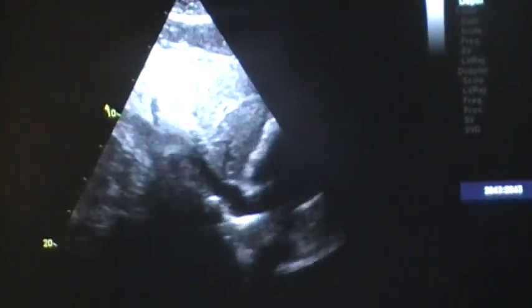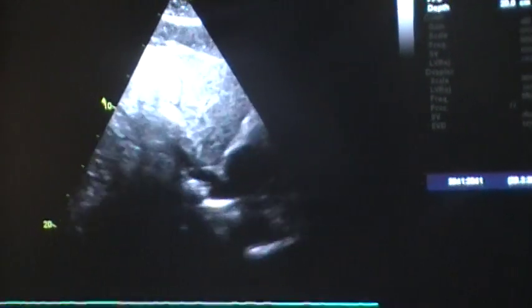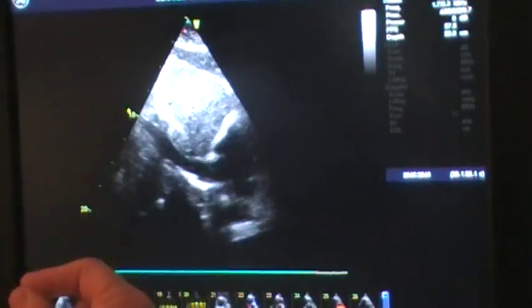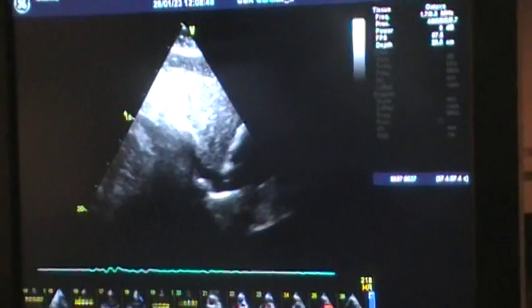If you're not sure, have your patient sniff quickly through their nose. Go ahead and sniff. And that will collapse the IVC. Go ahead and breathe normal. It should collapse at least 50%. That has to do with the right heart pressures.